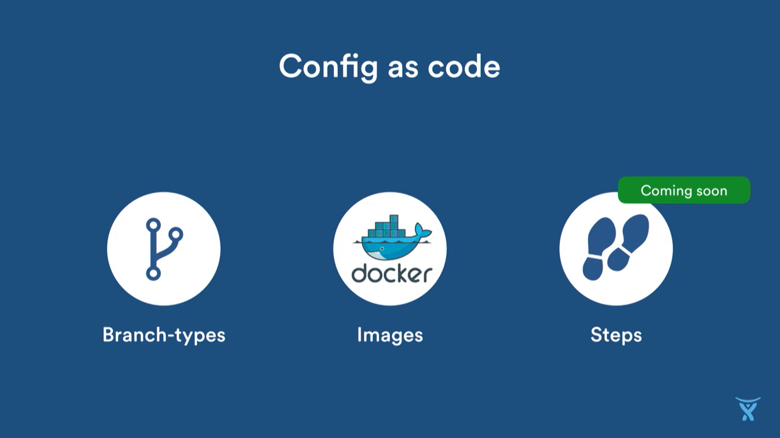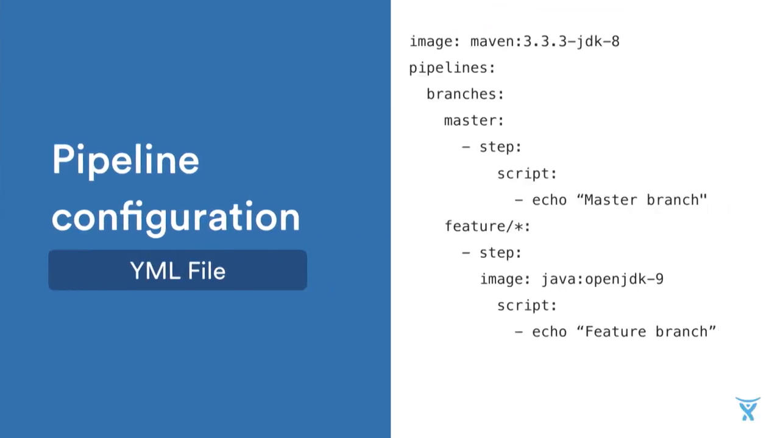So let me just introduce a little bit of what you can do there. You can have different branch types in Bitbucket Pipelines. You can have different images you're building on. And you can configure different steps. So a Bitbucket Pipelines configuration file, the YAML file, looks like this. You can see you can have your different branch types. You can have different configurations. Maybe you don't want to have a deployment directly from your feature branch. You just want it from the master branch, so that makes sense.